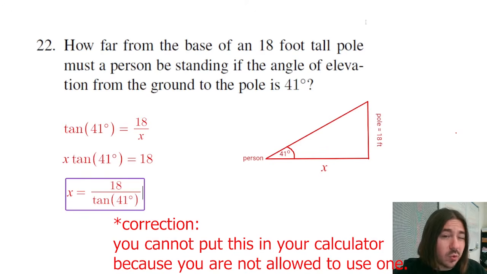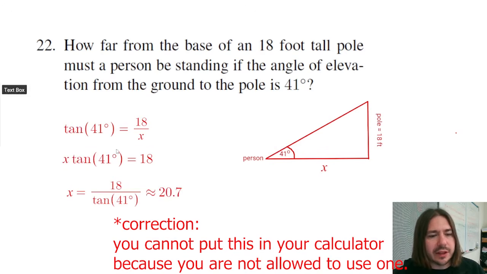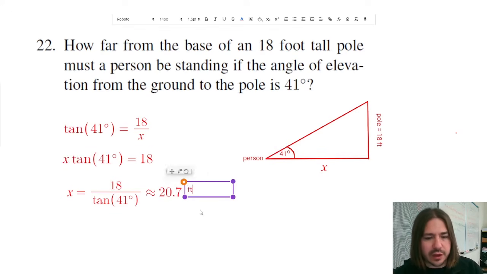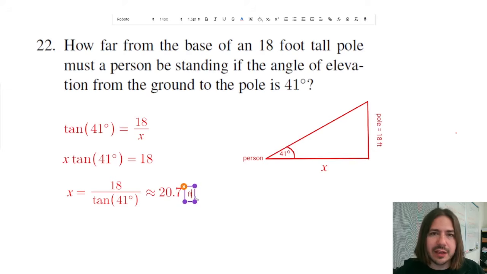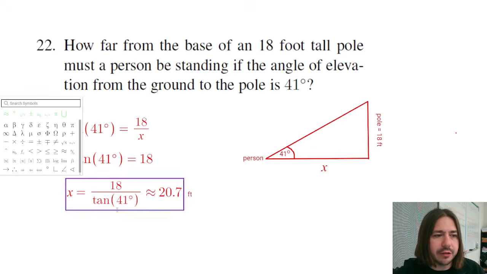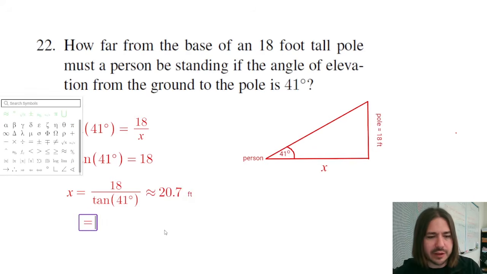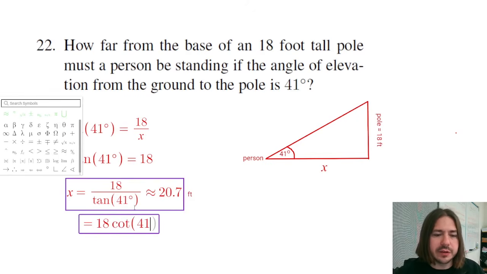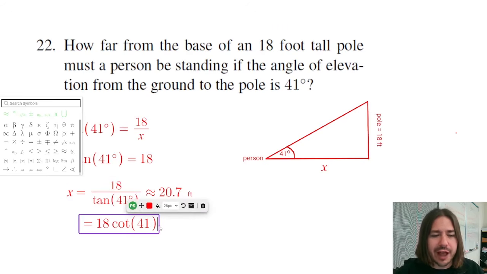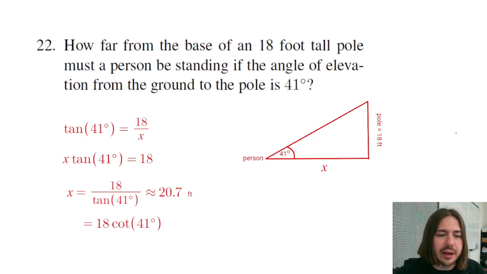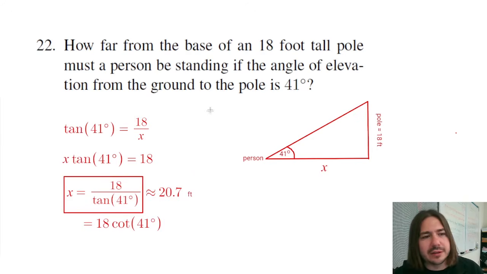I'm getting about 20.7. You could also write this a little differently if you want to express the length in terms of cotangent rather than tangent. You could also write this as 18 times cotangent of 41 degrees, because cotangent is the reciprocal of tangent. So if you're trying to avoid fractions, you can write it like this. There's not like a huge advantage to doing it like that. I kind of like this 18 over tangent of 41 as the best answer. So that's it for number 22.